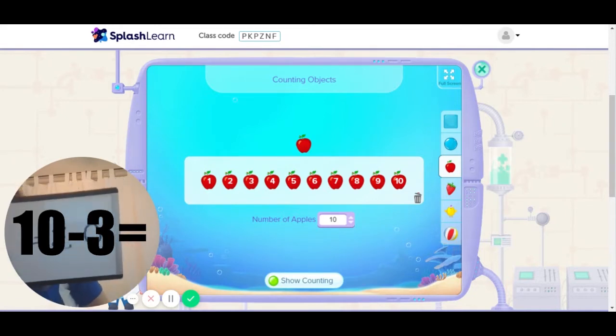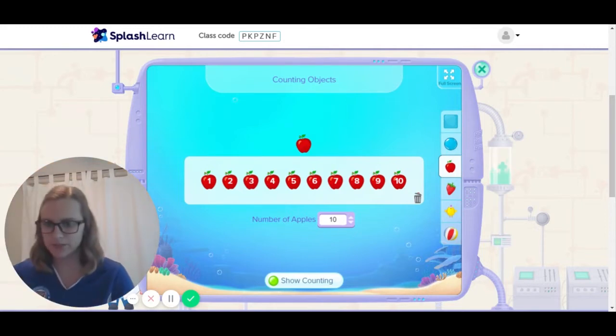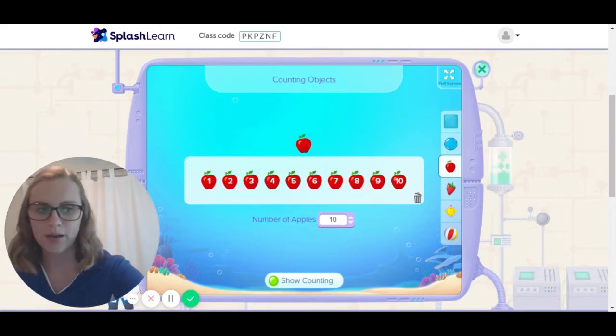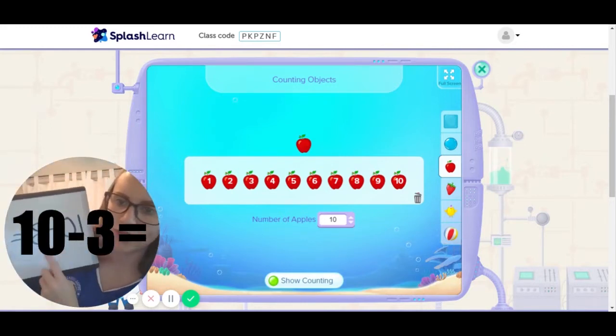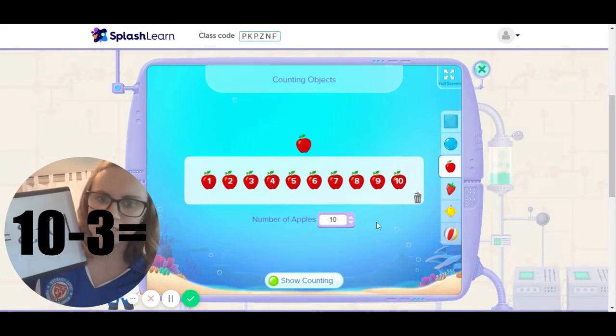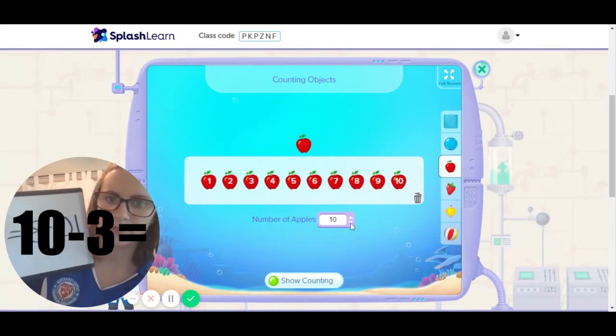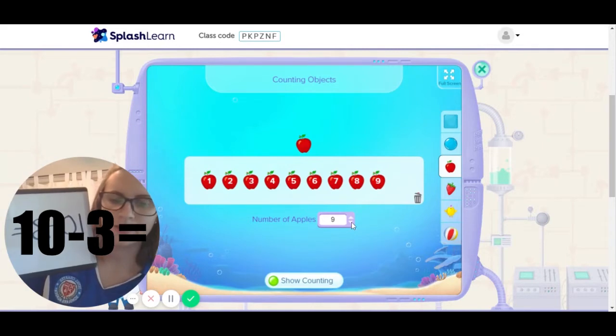So 10 minus 3. So I have 10 apples, and I need to take away how many apples? 3 apples, right? Because I have 10, and I must take away 3. So let's get rid of 3 apples. Let's see if I can do that easily. Okay, so I took 1 away. Now I gotta take 2 away. And now 3.